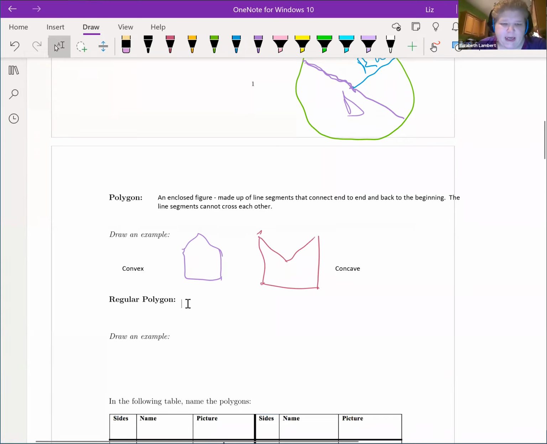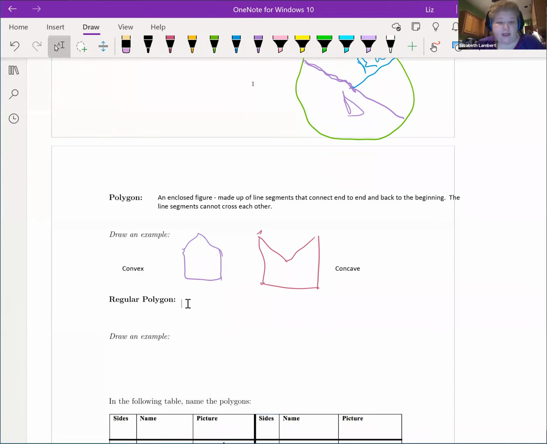Now, a regular polygon satisfies the definition of a polygon, but all of the sides are equal and all of the angles are equal. So my little house diagram up here, or even my convex one, both of those could be all equilateral, but they are very, very not equiangular. The angles are not the same there, but the side measures could be.